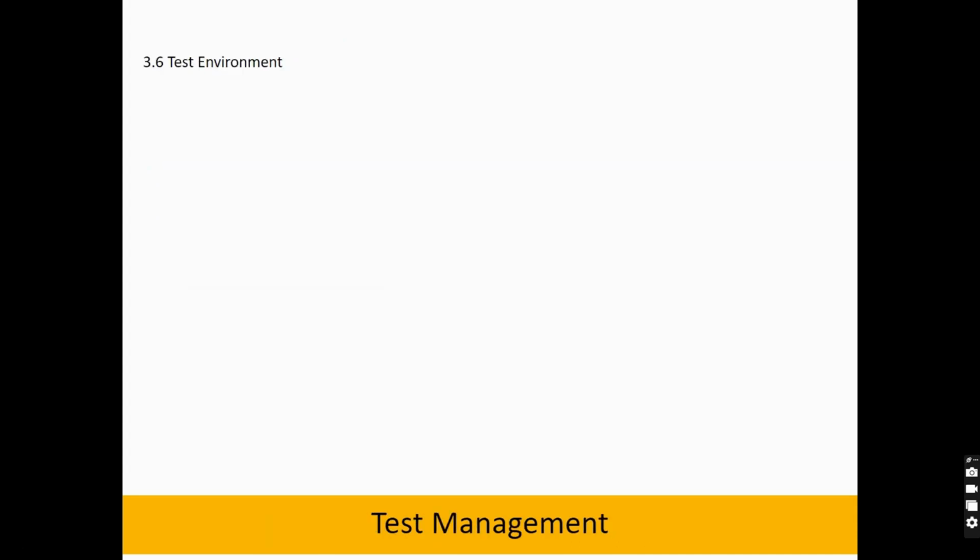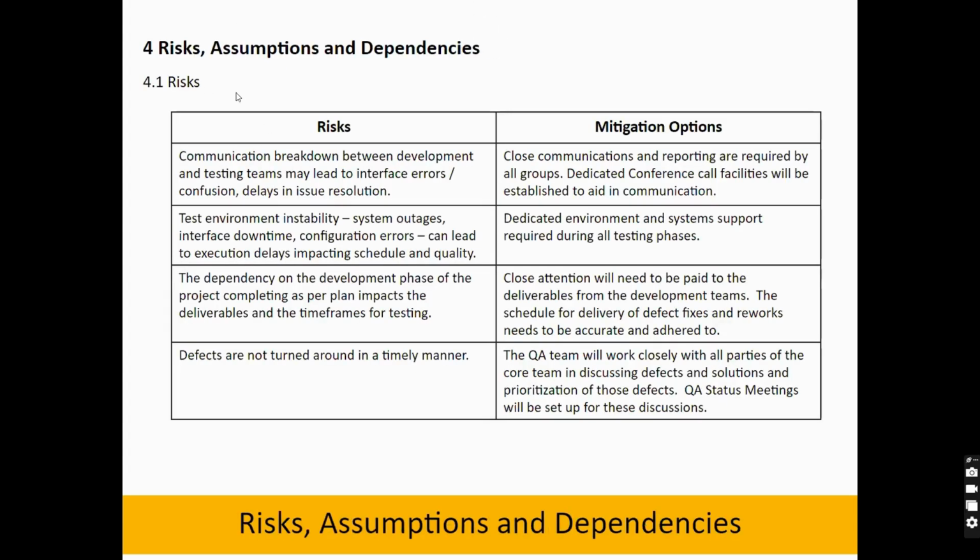Now the test environment: whatever test environments we have, QA stays, whatever environments we will provide. Then what are the risks and mitigations? What does risk mean? Suppose tomorrow there is rain, and if you are not taking an umbrella, that is a risk. What is the mitigation? You need to carry an umbrella. So this is the risk, and this is your mitigation. Clear?